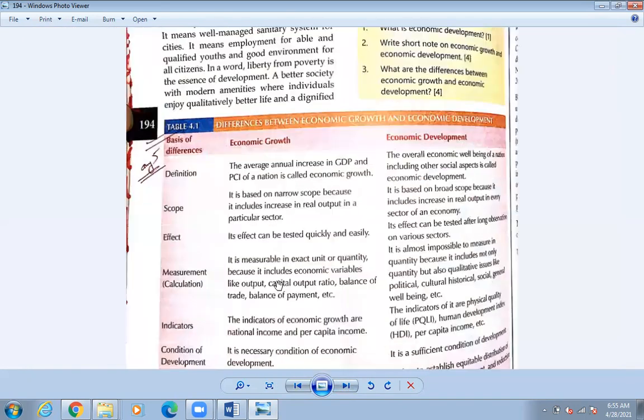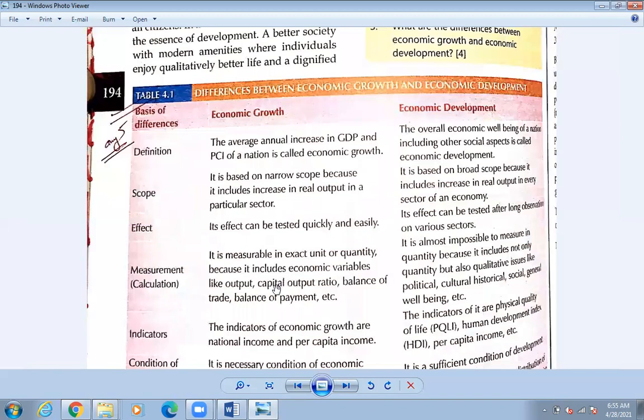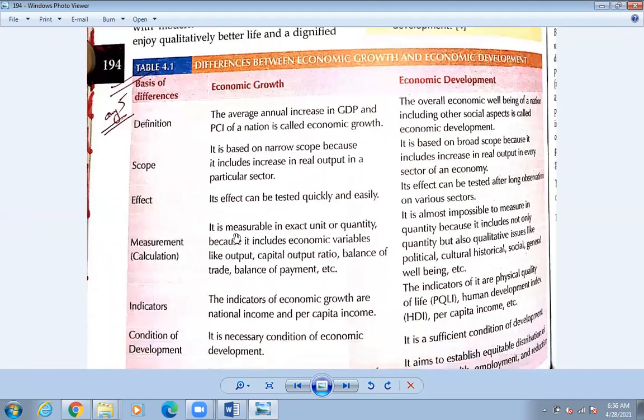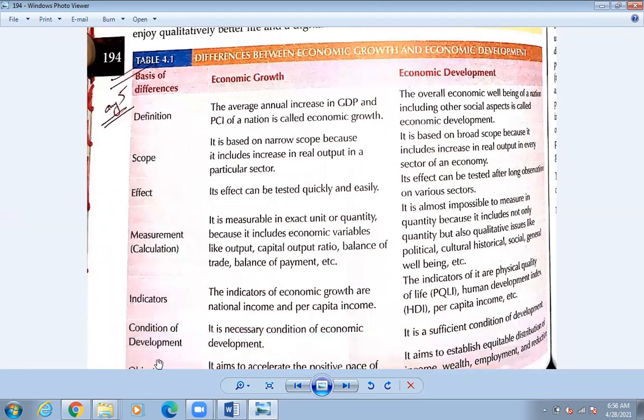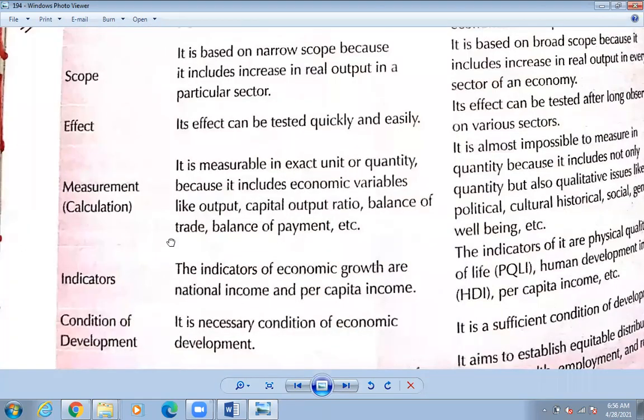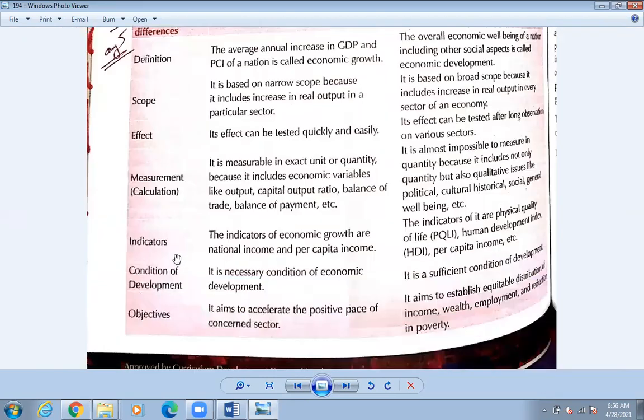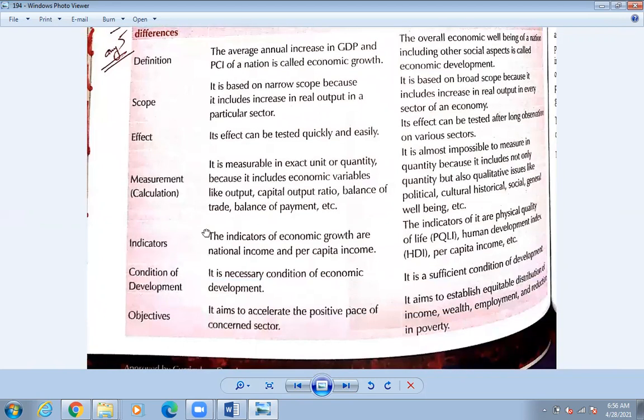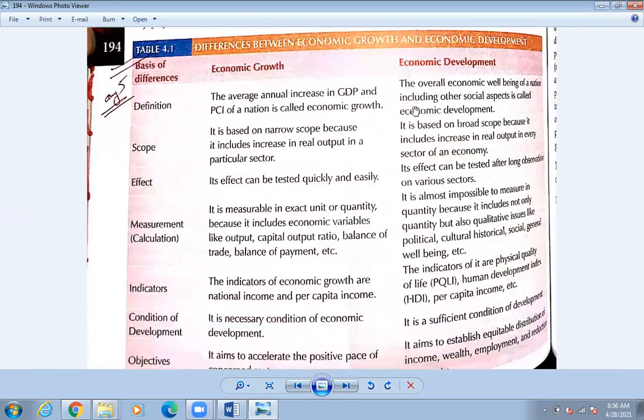Okay, so now let us learn the differences between economic growth and economic development. Okay, so any 5 points we need to learn. Okay, so there are around 1 2 3 4 5 6 7 points altogether, or 8 points altogether. Okay, 7 points. So look at here: economic growth and economic development, what are the differences between them?